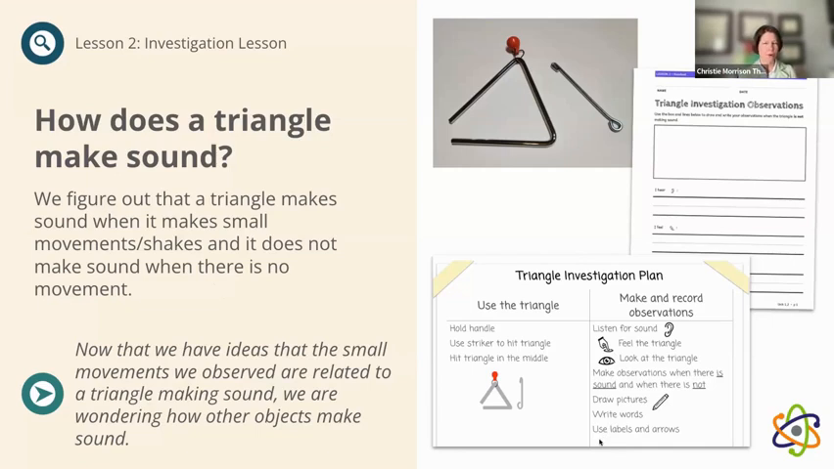But we are still wondering about how other objects make sound. Are other objects like the triangle? Do they also move or shake when they make sound?